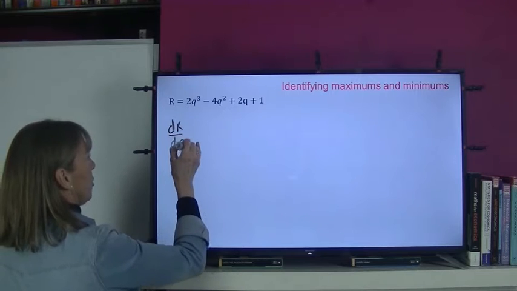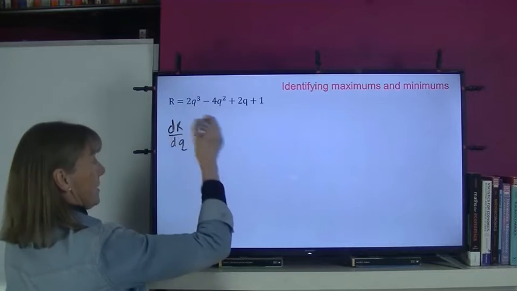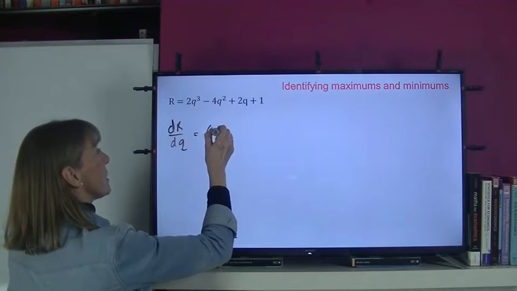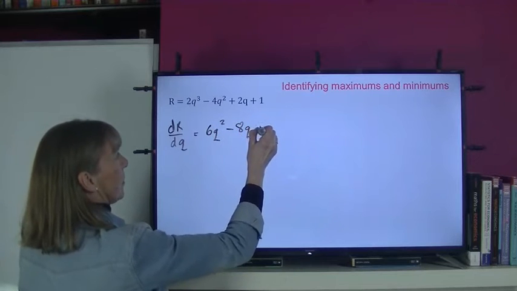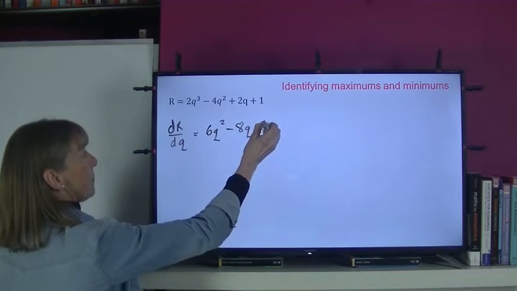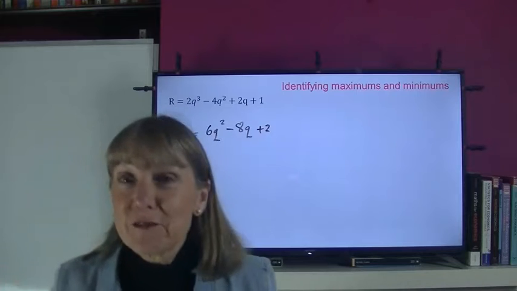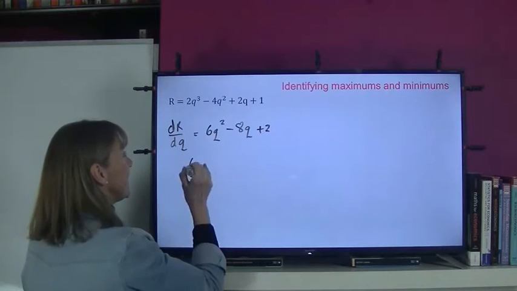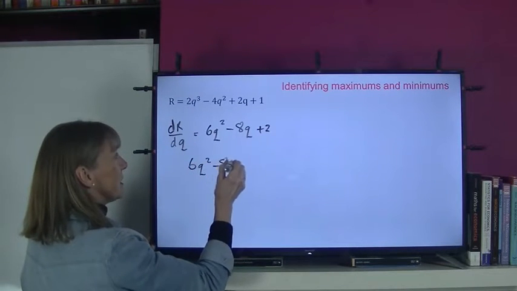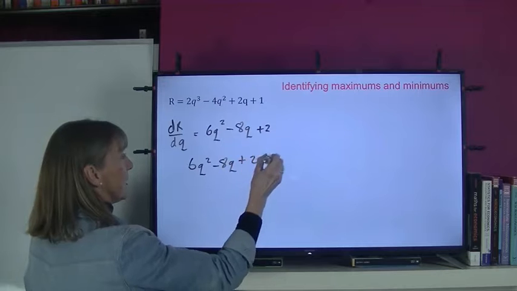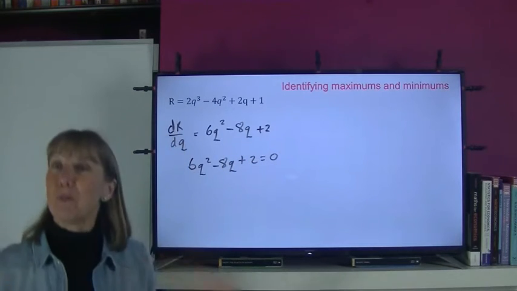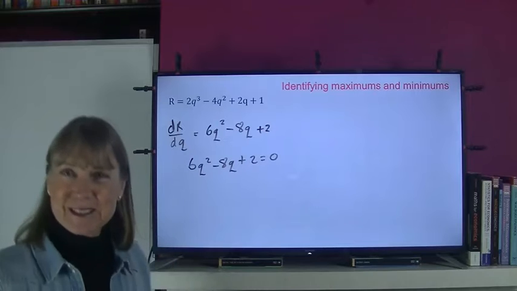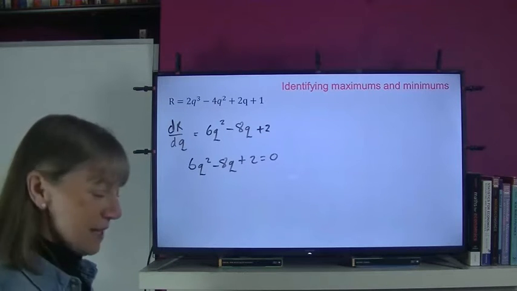dr by dq is going to be, and I need to multiply the power by the coefficient and drop the power by 1, plus 2. And because we're interested in where this gradient function is equal to 0, we set it equal to 0. And then we notice, oh, it's a quadratic. It's a quadratic because there's more than one solution. In this case, there's 2 solutions.